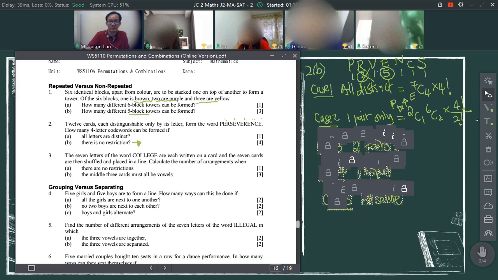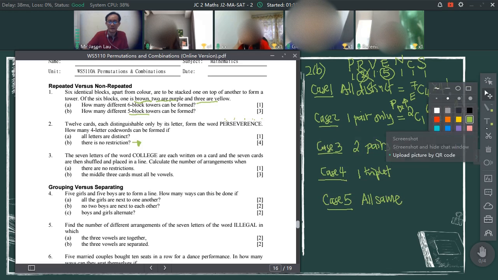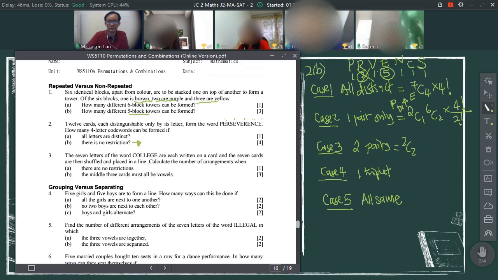Oh, sorry. Yeah. Then the next one, 2 pairs will be 2 choose 2, because you choose the 2 pairs from the R and E. Actually, just one way only. And 4 factorial.